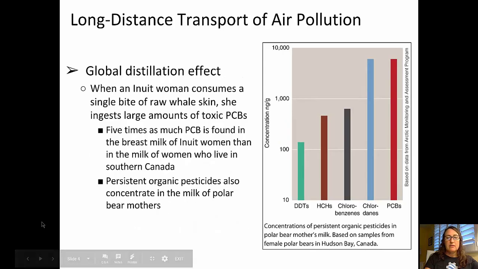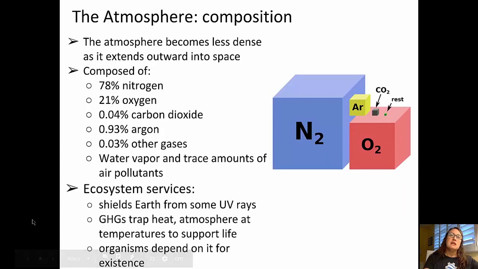Some evidence that we have of this is concentration of these organic pesticides from both Inuit mother's milk and polar bear mother's milk. And you can see PCBs, chlordanes, chlorobenzene, HCHs, and DDTs in this diagram are predominant. So that's a problem that should lead us to thinking more about what do we know about the atmosphere. And let's start with the basic composition of the atmosphere.